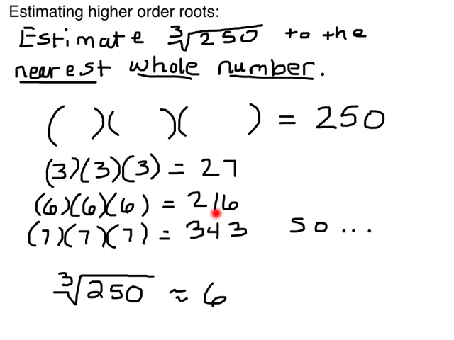We're getting closer. If we go to the next whole number, 7, 7 cubed is 343. Well, 343 is too far away from 250. The closest we can get, just using a whole number, is 216. So the answer to this would be the cubed root of 250 is approximately 6.